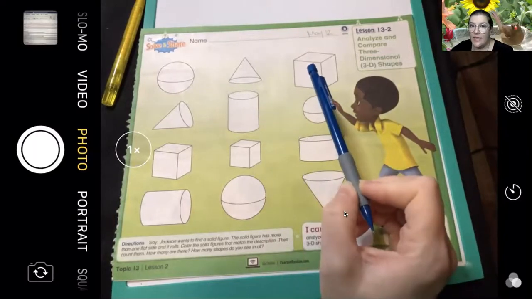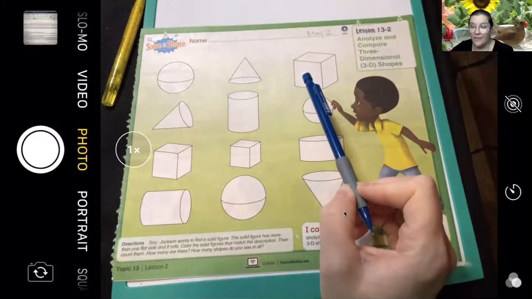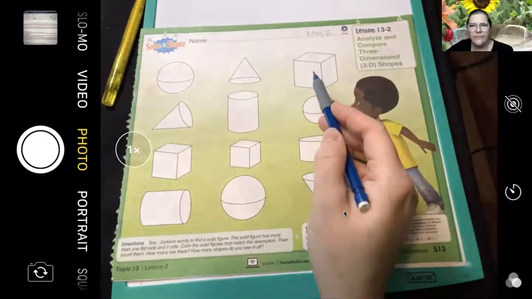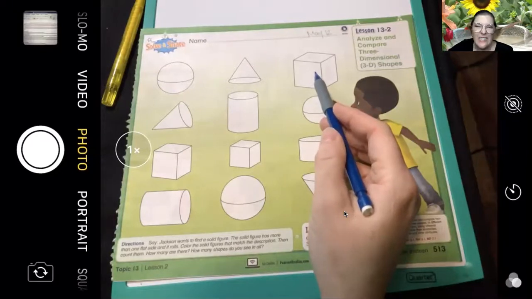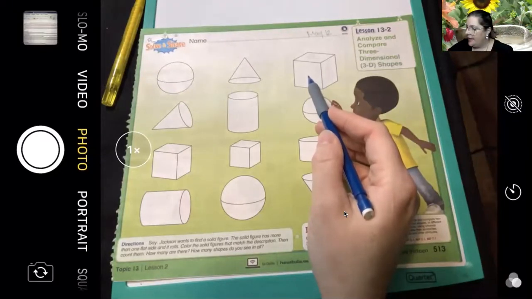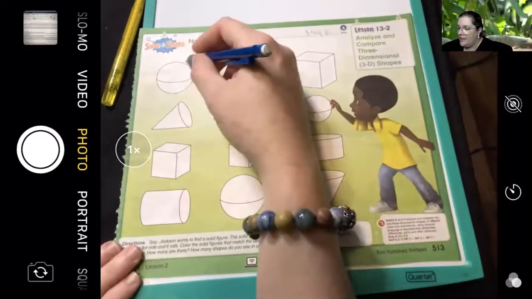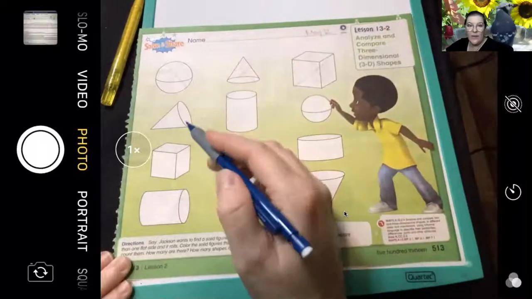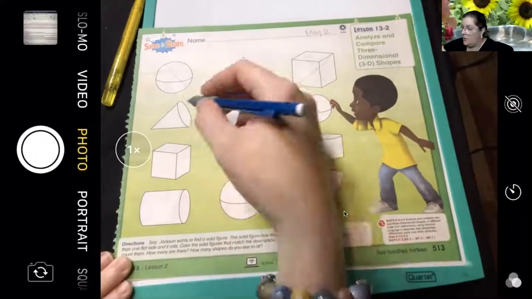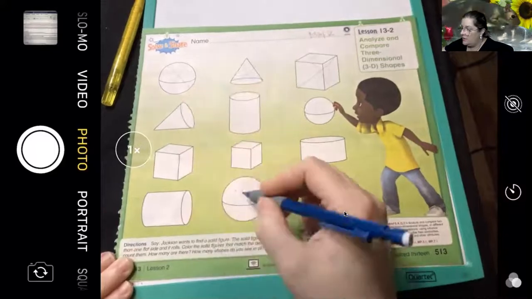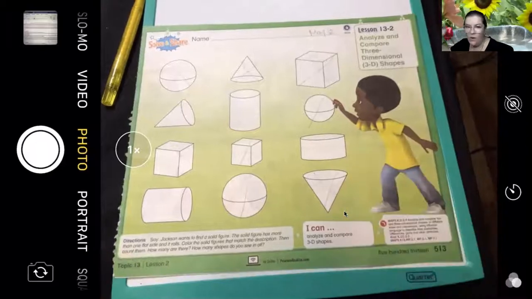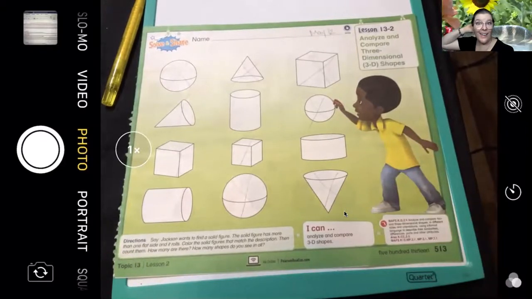All right, does this have more than one flat side? Yeah, this is a flat side, this is a flat side. But does this roll? No, this one would slide, wouldn't it? And so we said not a sphere, not a cone, not a cube. So let's go ahead and cross out all of those shapes. So no cones, no cubes, no spheres. What are we left with, you guys? Cylinders.